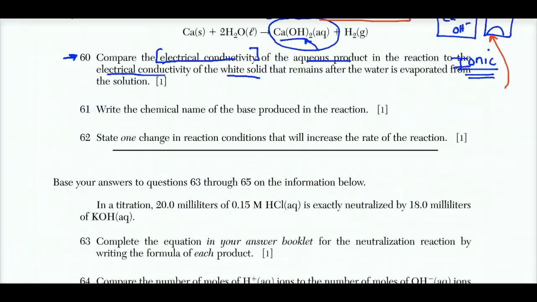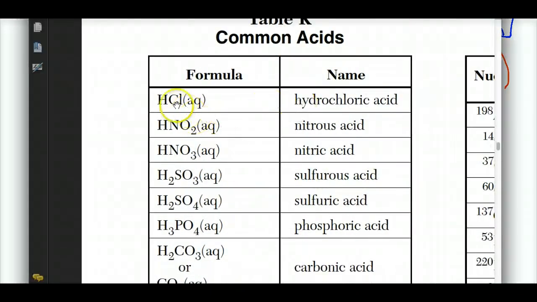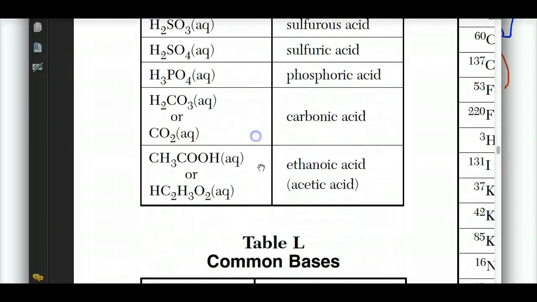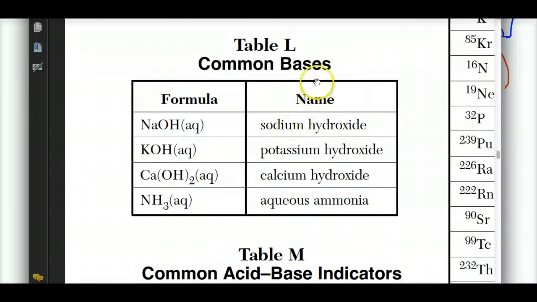Okay, number 61. Write the chemical name of the base produced. Now you should know that the Arrhenius definition of a base is a hydroxide. So you should know that that's clearly a base. Besides, if you did not know that, you could look somewhere in your reference table to remind yourself what a base is. And here is Table K, which reminds you what acids look like. H is in front. Usually they give off H's, and bases. And lo and behold, look at that. Calcium hydroxide is in fact the base that's listed in the reaction.